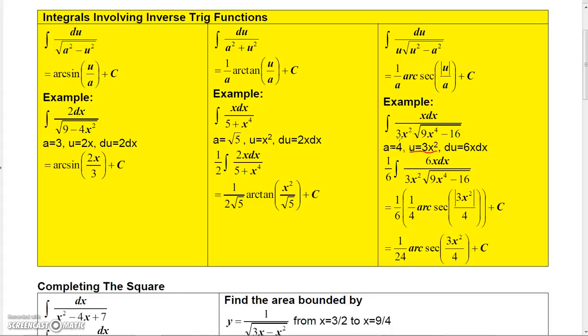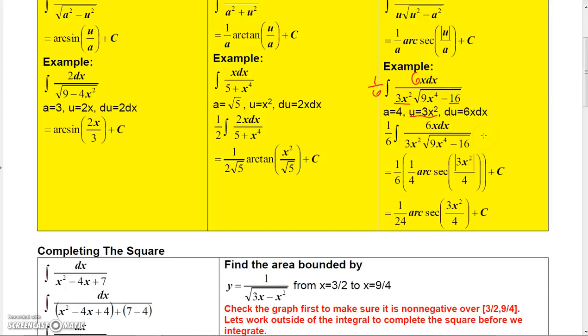And then out here we have u, which is 3x squared. And then here we have 4 squared, so a is 4. But the deal is that if u is 3x squared, then du is 6x dx. So what I'm going to have to do, so that this top is going to be du, I'm going to have to multiply up here by 6 and on the outside by 1/6. And that will fix that.